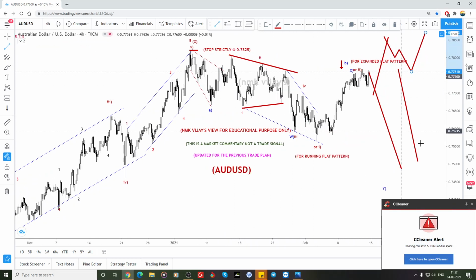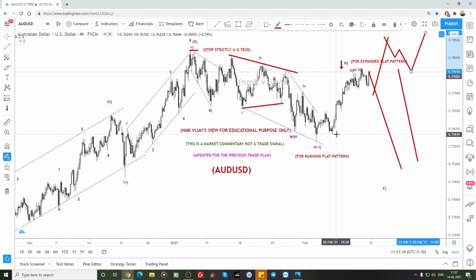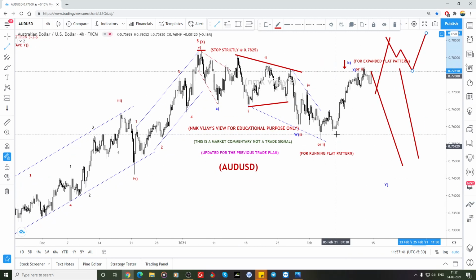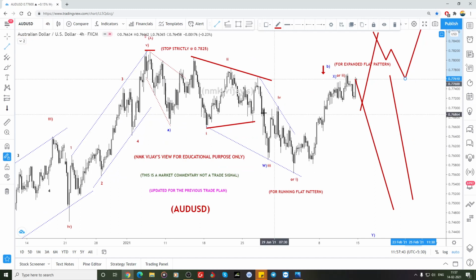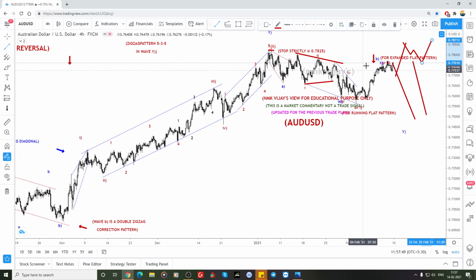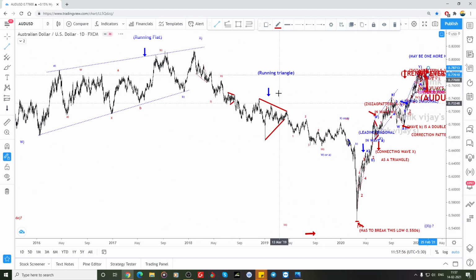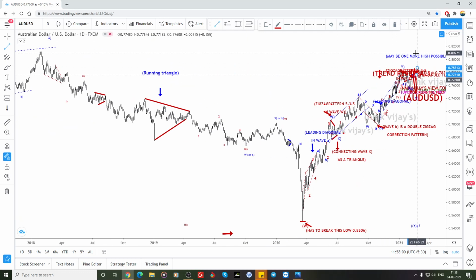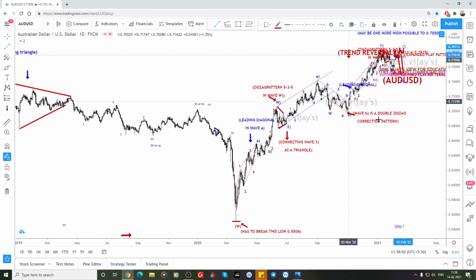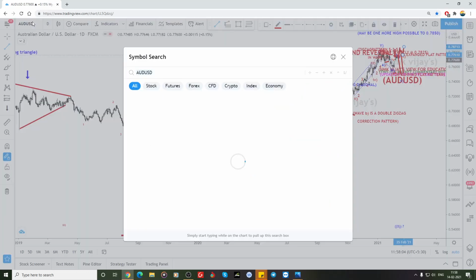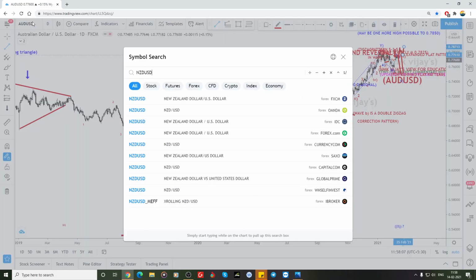So let's see, because the market can always do the opposite of our analysis. This could be a continuation for the Z as well, up to 0.81. I think the next resistance zone is 0.81, so it could continue there to complete that pattern in the five-wave structure. So let's move on to the New Zealand dollar.